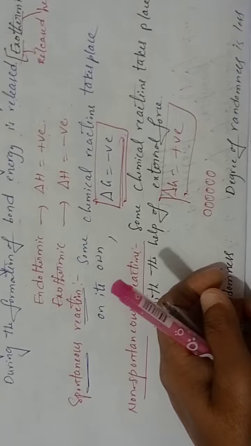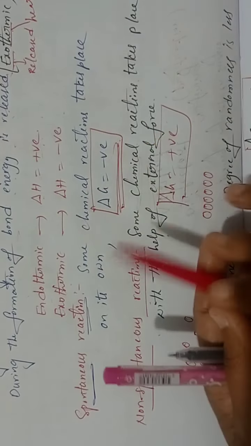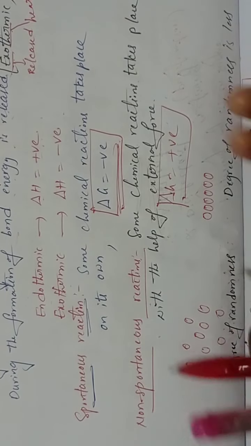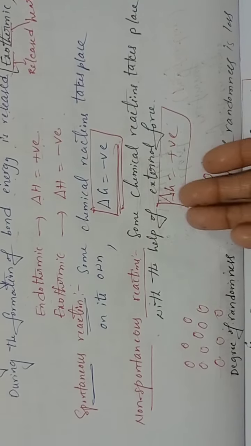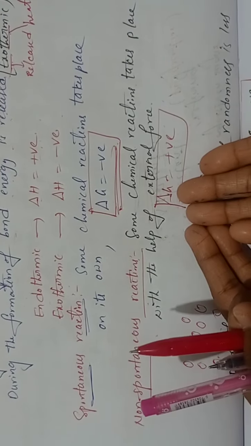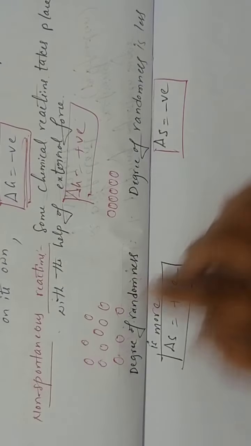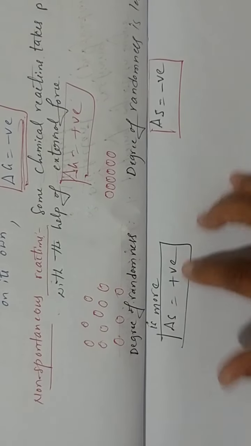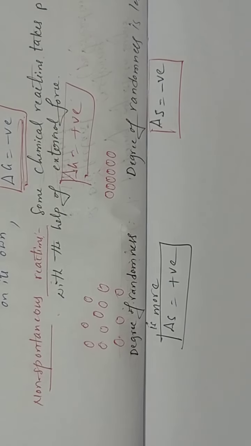Okay. And next, spontaneous reaction. Some chemical reaction takes place on its own. That means we are not doing anything. Without the help of external force only, these reactions take place. In the case of spontaneous, delta G value is negative. In case of non-spontaneous, these reactions take place with the help of external force. Here in this case, delta G value is positive. Are you following? Next, degree of randomness more means delta S value positive. Degree of randomness less, we'll call it delta S equal to negative.